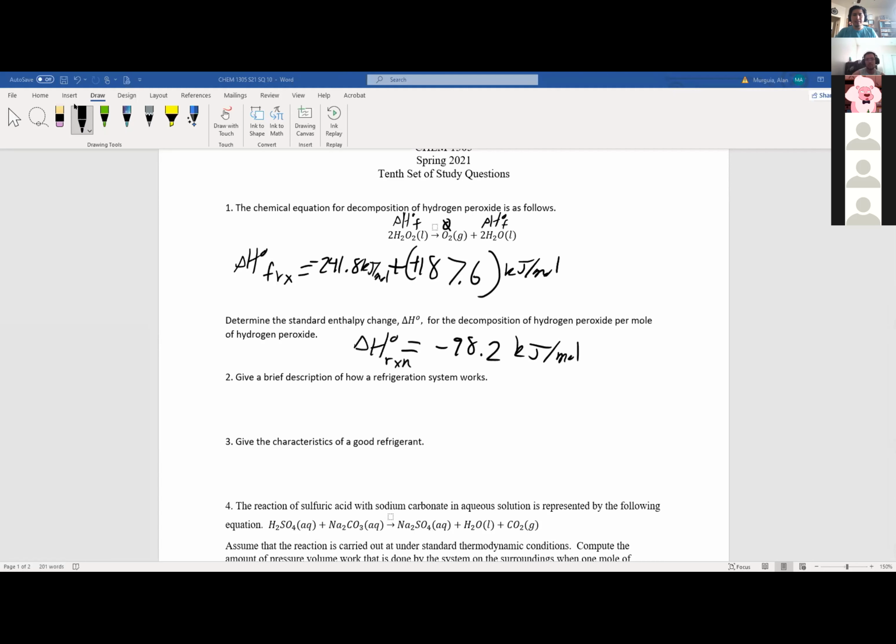So we have negative 9. Oh, sorry, go ahead. So we put in the calculator minus 241.8 plus 187.6. Exactly, yes. I got minus 54. Let's see, so we have negative 241.8 plus 187.6.